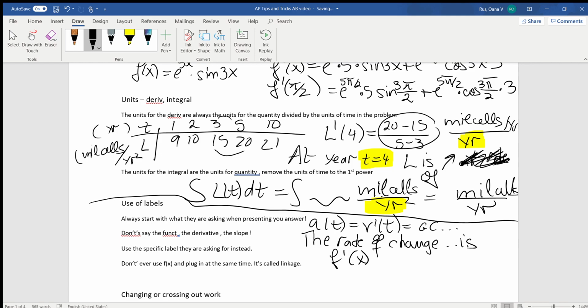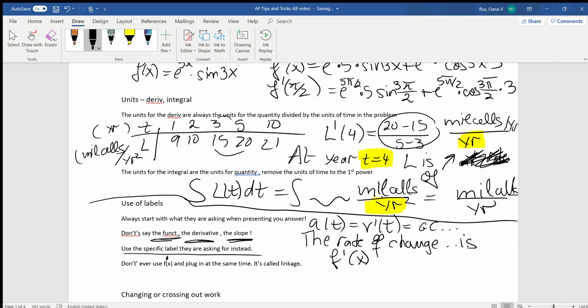Don't say the function in general, the derivative or the slope. Those are very vague denominations because it could mean the derivative of the derivative, the slope of whom. Say the slope of the graph of the function f, g, whatever the name of the function, at x equals something is, okay? So use the specific label, okay?